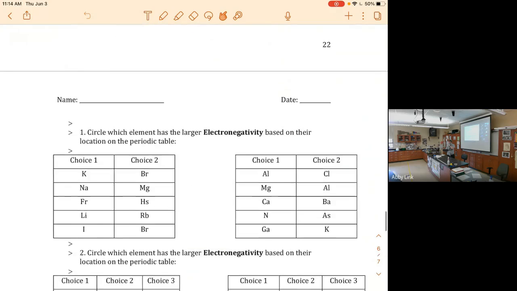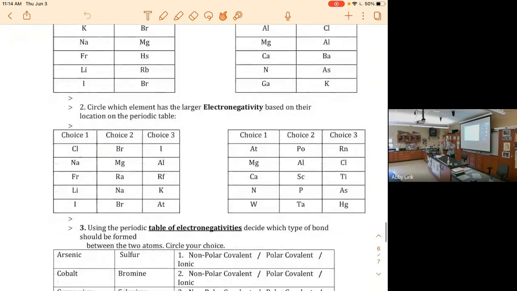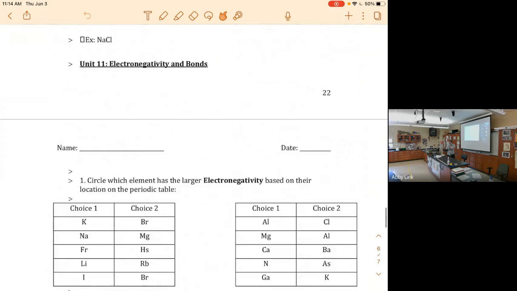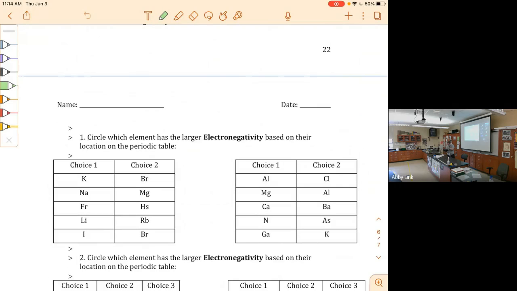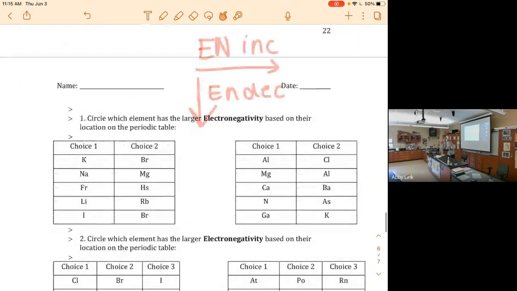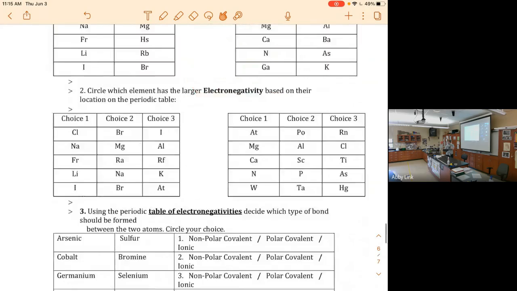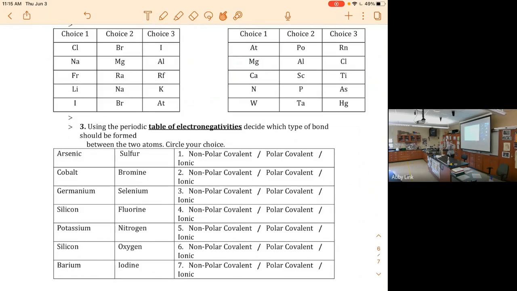I apologize for that. Your first 2 questions have to deal with figuring out the larger electronegativity. You guys know the drill. I like to draw this out. Electronegativity increases as you go across, and then down, electronegativity decreases. You should be pretty familiar with figuring those questions out by now. There will be a handful of these questions on your test next Friday, so it's going to be pretty straightforward, right? As long as you can figure these out now with the tables, then you should be good to go.